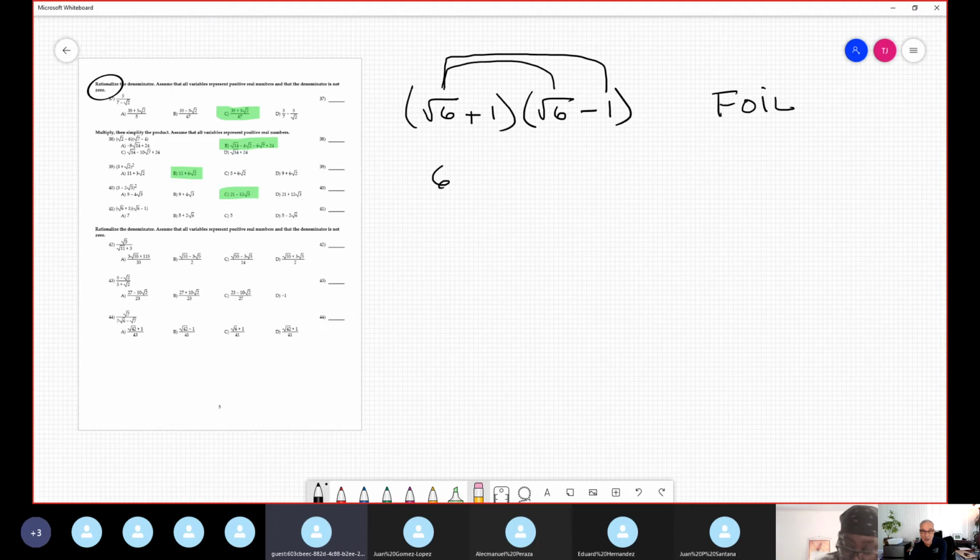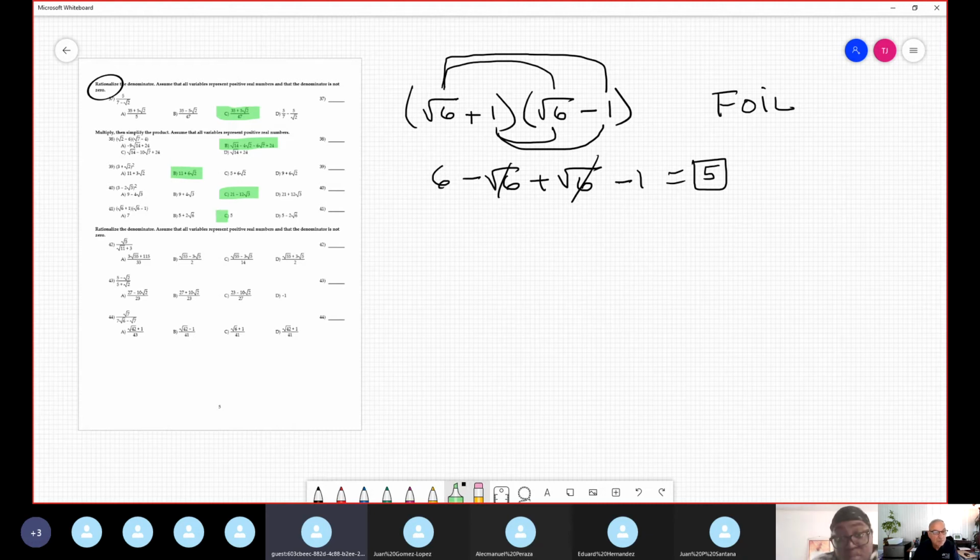Radical 6 times negative 1 is minus radical 6. 1 times radical 6 is plus radical 6. And this together is minus 1. And this cancel always happen in the conjugate. And stay alive 6 minus 1 get 5. Wow, only one number. The answer is 5. The answer is 5. Okay, let's practice now.